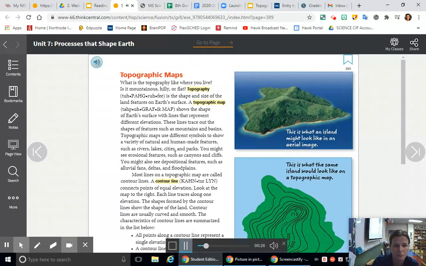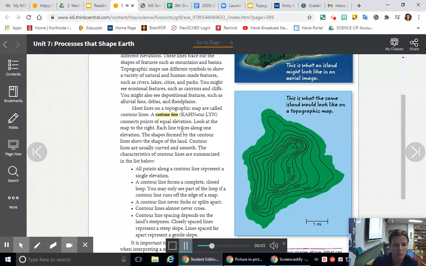Topographic maps use different symbols to show a variety of natural and human-made features, such as rivers, lakes, cities, and parks. You might see erosional features, such as canyons and cliffs. You might also see depositional features, such as alluvial fans, deltas, and floodplains. Most lines on a topographic map are called contour lines. A contour line connects points of equal elevation.